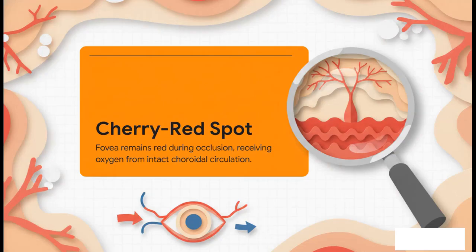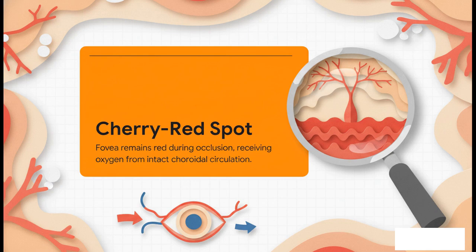The answer is incredibly elegant, and it brings us right back to our dual circulation. The fovea is anatomically unique because it's extremely thin, and because it's so thin, it actually doesn't even need the central retinal artery. It survives entirely on oxygen that diffuses directly from the massive, still-functioning choroidal blood supply right beneath it.